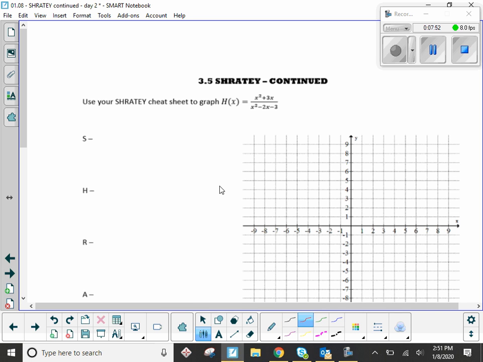So we have this problem from yesterday. What does S stand for on your SHRATEY sheet? Simplify. So in order to simplify, you have to first be able to see what can be factored. And we said that your factoring methods are GCF. Always check for GCF first. Difference of squares, the cross method for trinomial, or grouping if you have 4 terms. So the top one is GCF. So you pull out your common factor. Can't factor that anymore. The bottom is a trinomial, so you do your cross method.